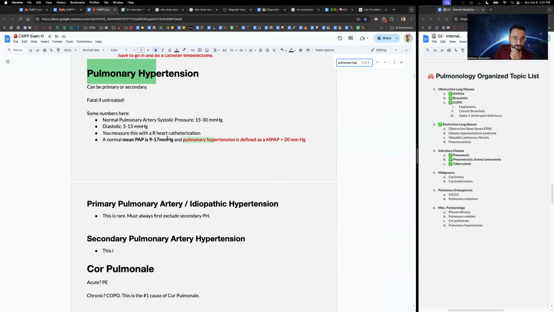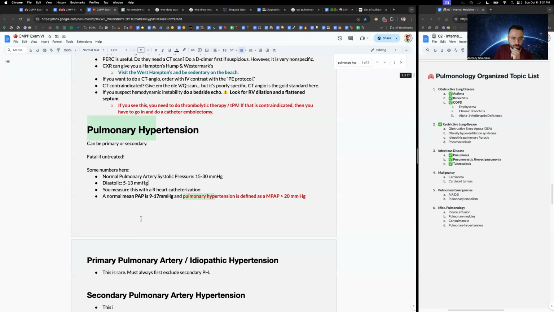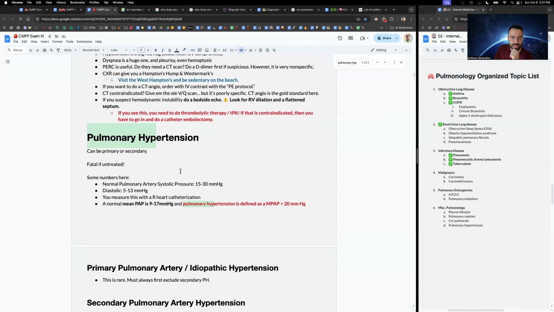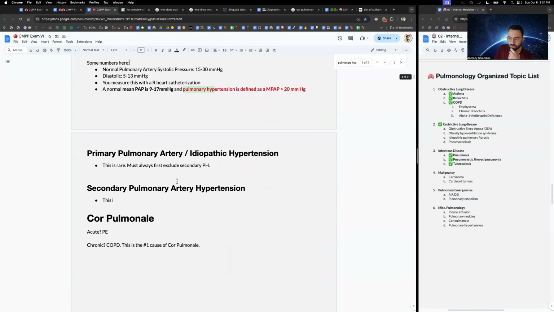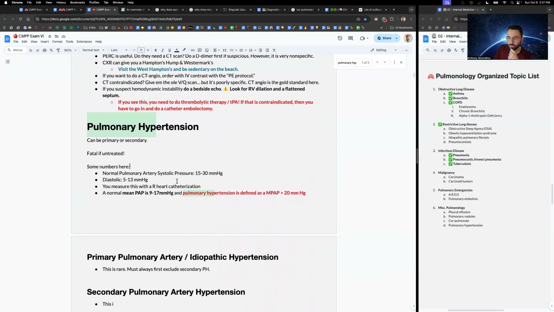Pulmonary hypertension can be primary or secondary. Normal mean pulmonary pressure, so this is the pressure just in the pulmonary artery, is 9 to 17. So kind of like intraocular pressure, which is usually between 10 and 20. To actually get the measurement, you have to put a catheter into the heart and actually measure it. That's definitely something important.